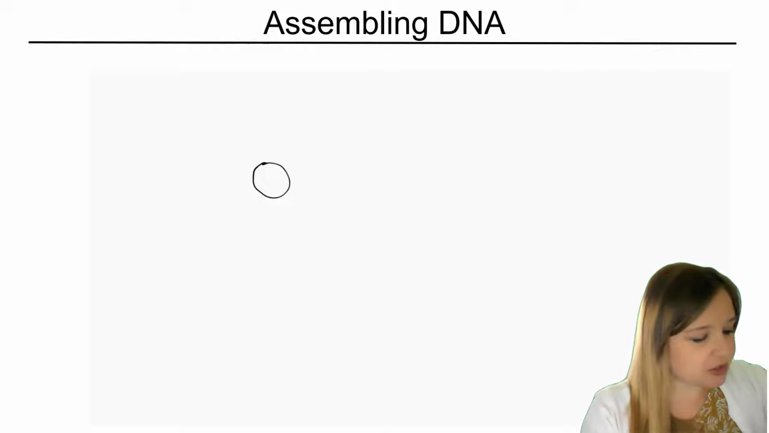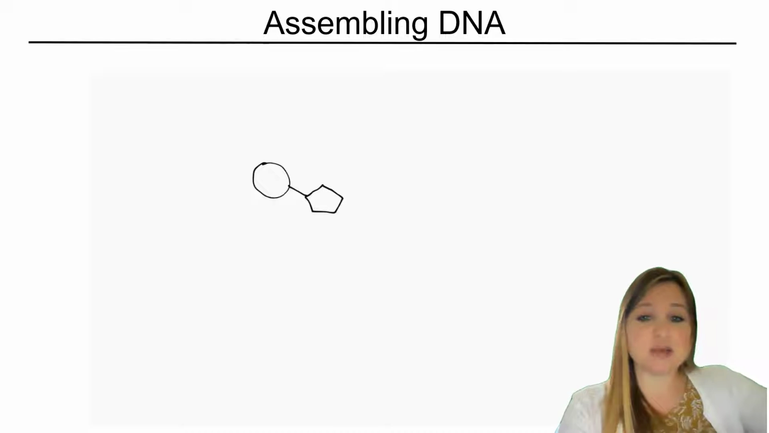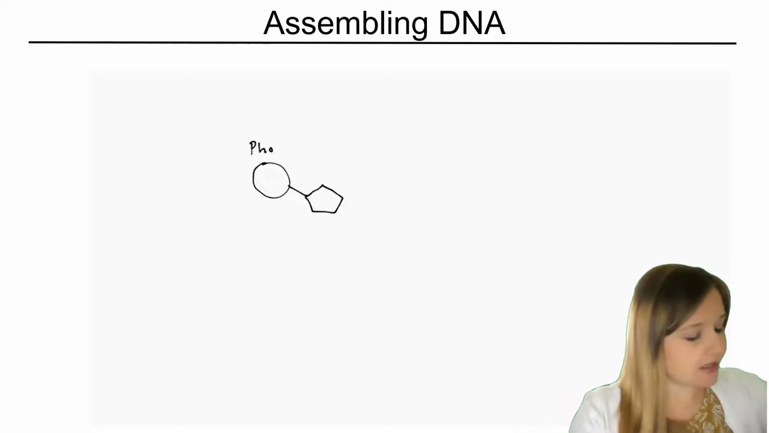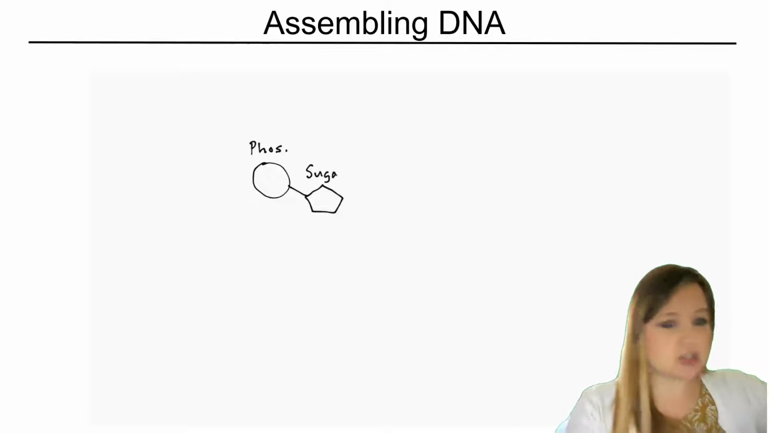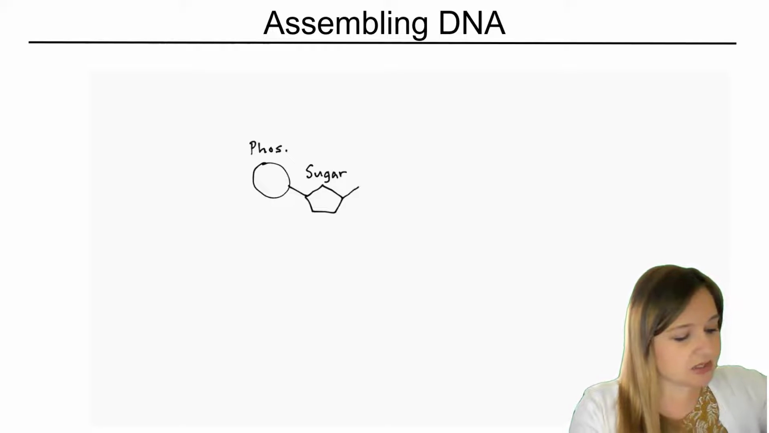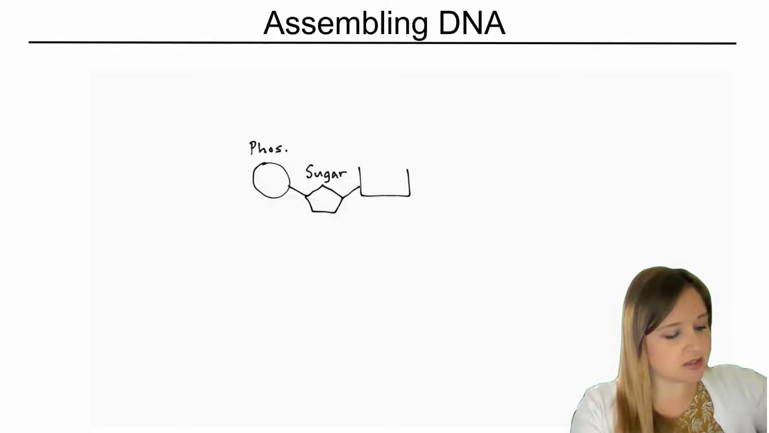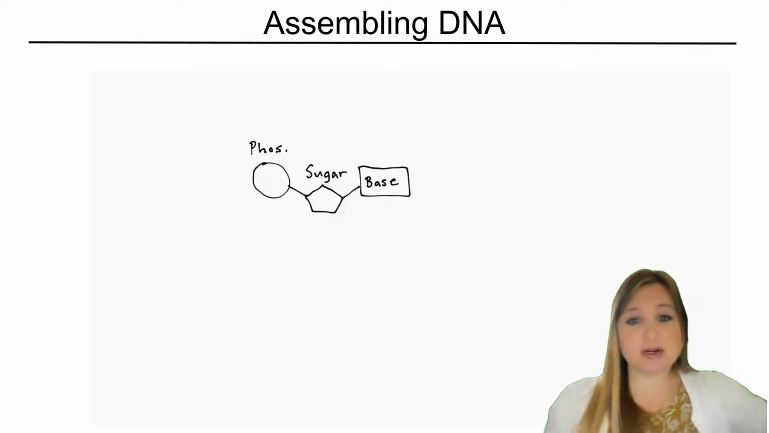And that phosphate group is attached to our 5-carbon sugar. I'm going to draw the phosphate group as a circle, and then the deoxyribose, the sugar it's attached to, I'm going to draw like a pentagon. Now, we also have to put the base in. So the sugar is also attached to our nitrogenous base, A, G, C, or T. And I'm just going to put a big rectangle there, okay? Just to illustrate, it could be one of those four.